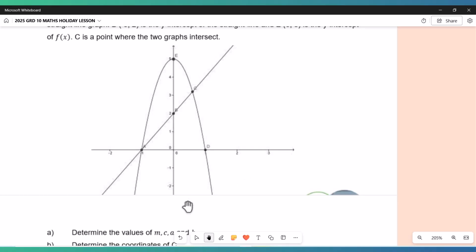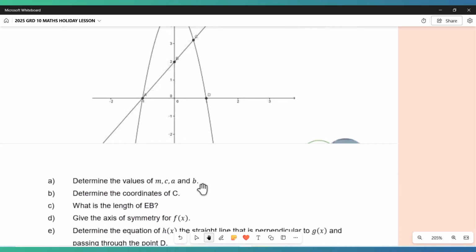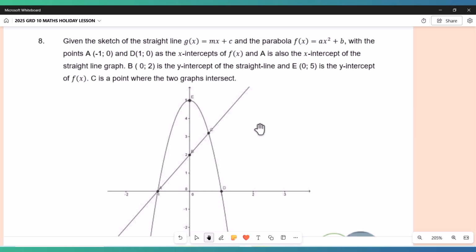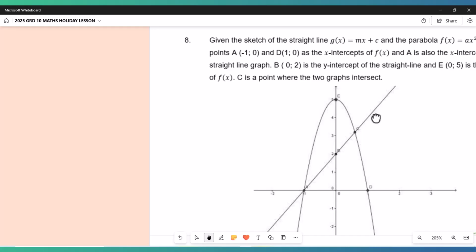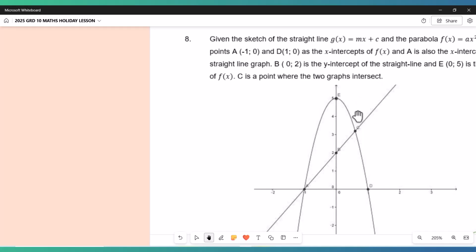They said determine the values of m, c, a, and b. So to get our m, c, a, and b, we're going to find out now that m is the gradient, and then c is the y-intercept. So actually our c is this 2. Are we together? Our c is 2 because that's the y-intercept for the straight line. So in this case, our c is 2.